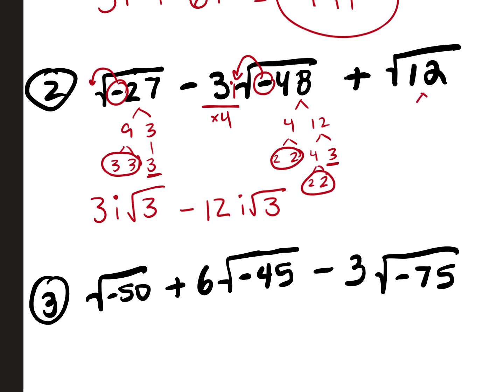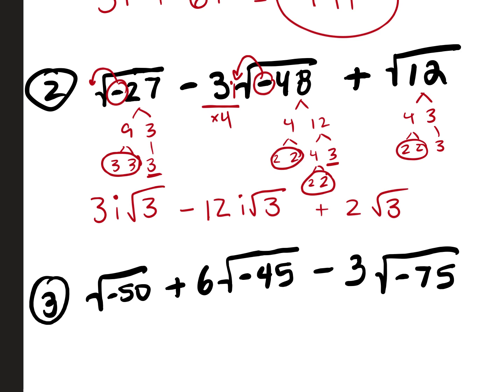Now let's break down the square root of 12. Well, what are 2 factors of 12? 4 and 3. 4 breaks down into 2 and 2. So what comes to the outside? 2. And what stays on the inside? 3.